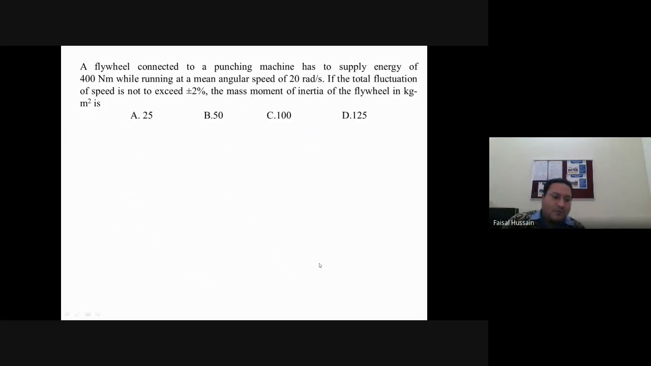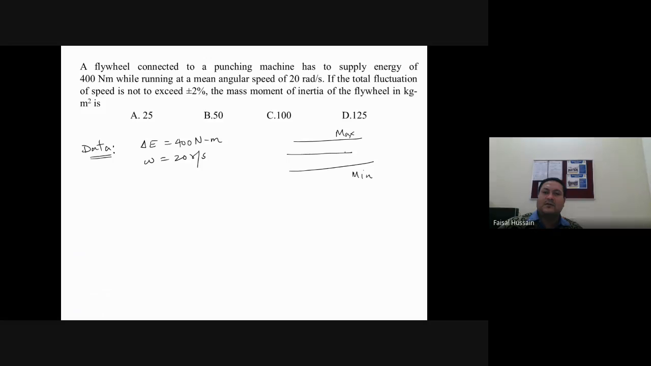Now let us solve one problem. A flywheel connected to a punching machine supplies energy of 400 Newton meter. Angular speed, mean, is 20 radian per second. And total fluctuation means what? This is the maximum, this is the minimum, and this is the mean.